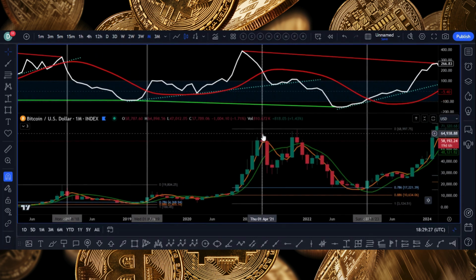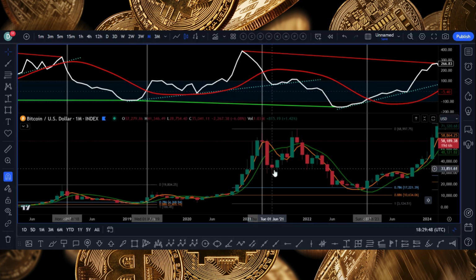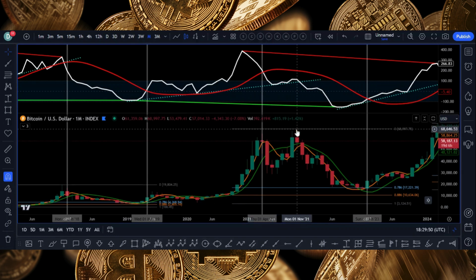This peak over here, 2021: regulatory crackdowns, Turkey banning the use of cryptocurrencies for payment, a prolonged bull run. We had a prolonged bull run. The market was just due for a correction. We corrected slightly. Again, our bull trap happened right here.